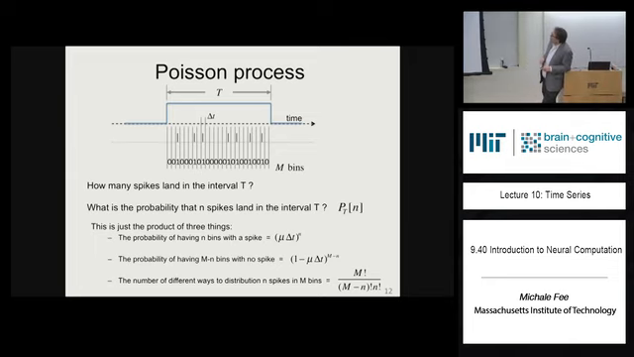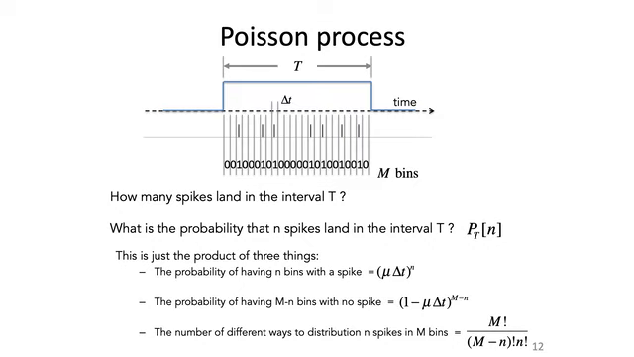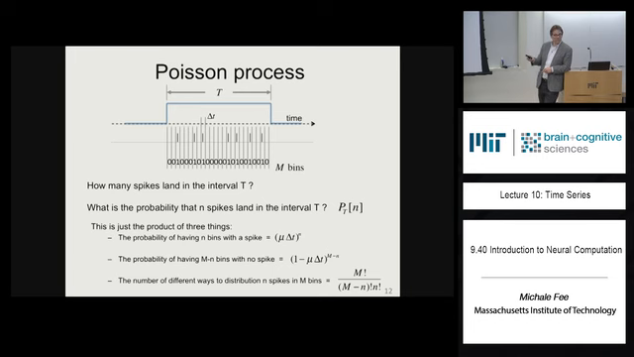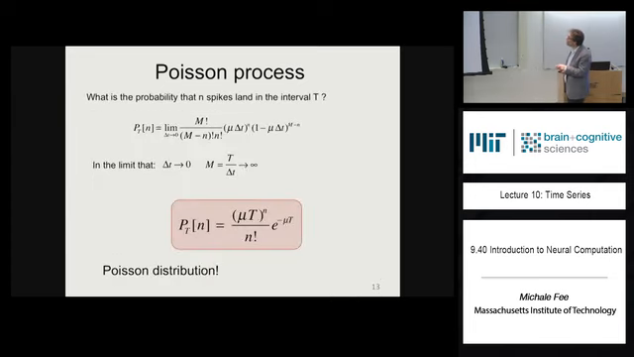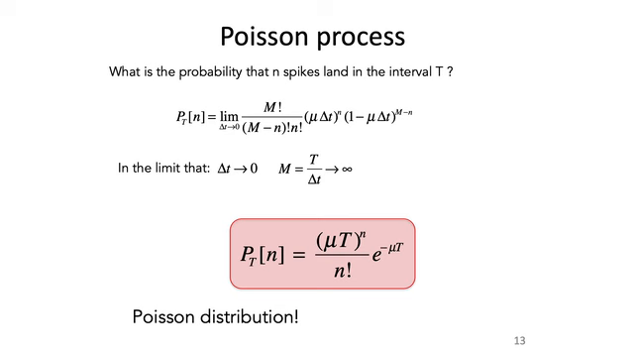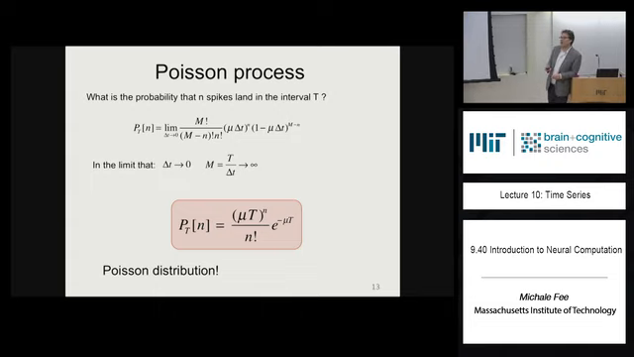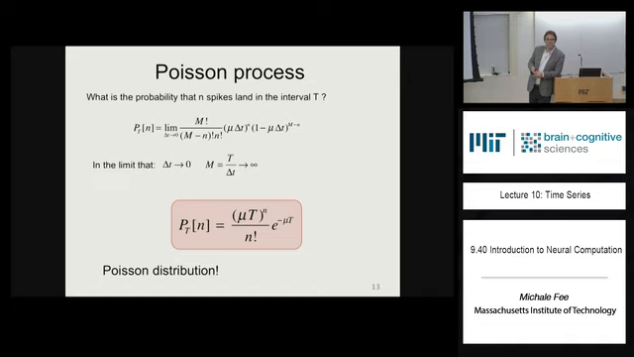Okay, so the probability that you have n spikes in this interval t is just the product of those things. It's the probability of having n bins with a spike times the number of different ways that you can put n spikes into m bins. All right? So you multiply those things together, and you take the limit that delta t goes to 0. It's a cute little derivation. I've put the full derivation at the end so that we don't have to go through it in class, but it's kind of fun to look at anyway.